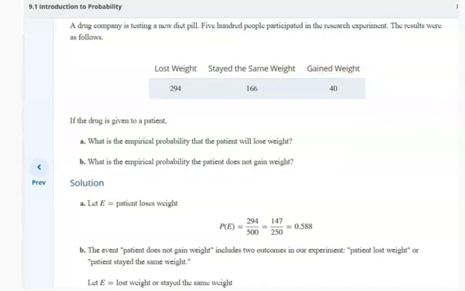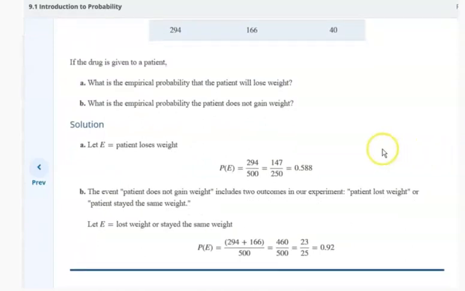So let's take a moment to note the results. That patients lost weight, and again, 50% having something, and is that a significant difference? Again, we're not analyzing that. And then others where the weight stayed the same. Or lost weight. Or as they look at it in part B, the patient does not gain weight. So again, you would add lost weight, stayed the same, get that ratio, and then convert it to a percent. So again, another example of empirical probability.